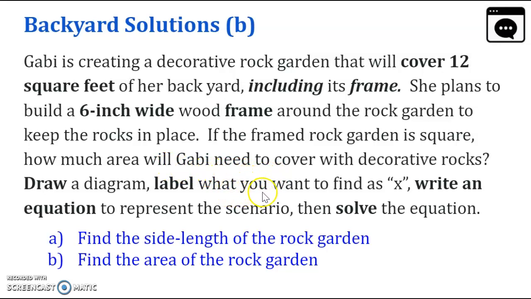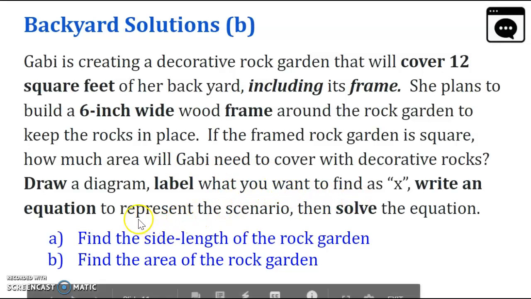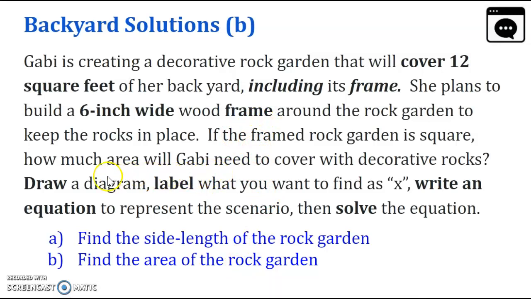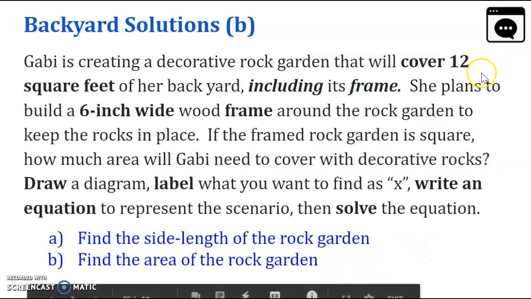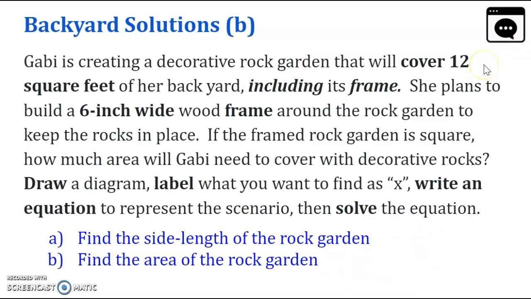Draw a diagram, label what you want to find as X, and write an equation to represent the scenario, then solve the equation. So first thing I would like you to do is find the side length of the rock garden. You can label it X, that's what we're trying to find. And then the final goal is to find the area of the rock garden. Here it says, how much area will Gabby need to cover with decorative rock? That's what it's asking. So when you have your answers to A and B, please tell me in private chat. And those of you doing it through the video, please pause the video and see if you can solve it yourself.